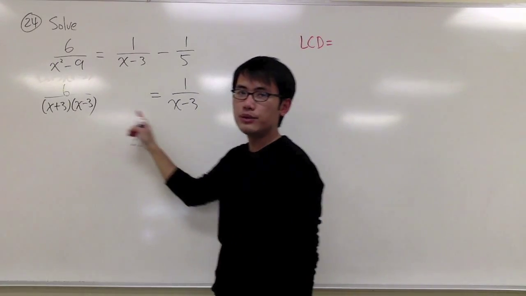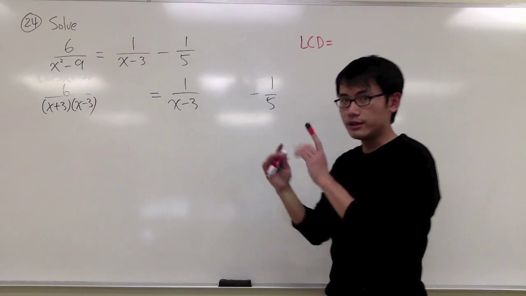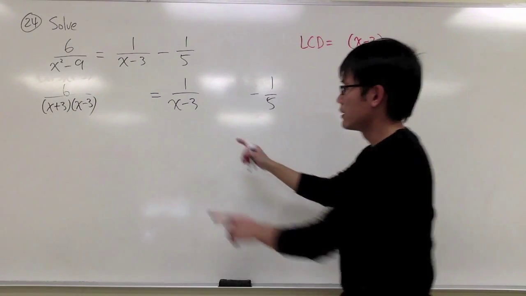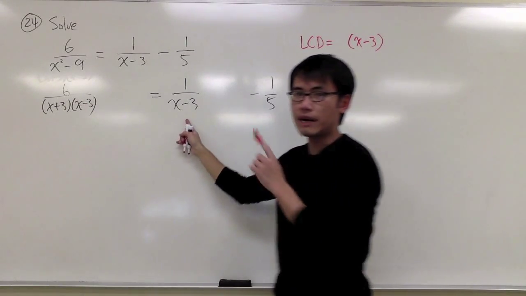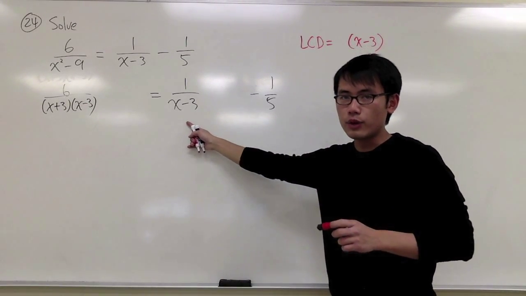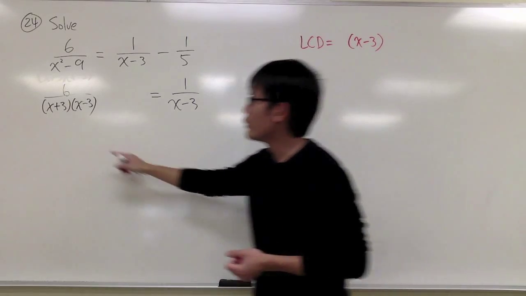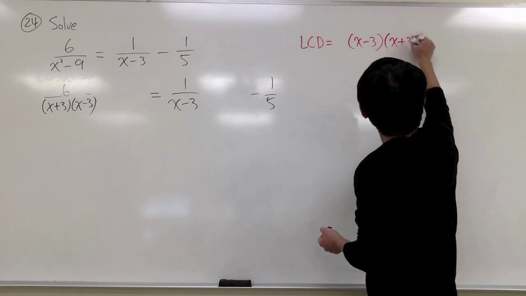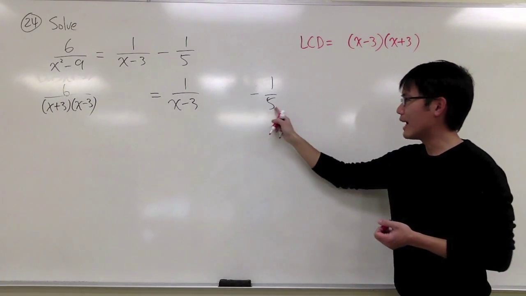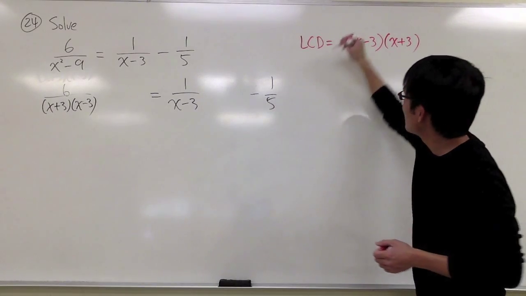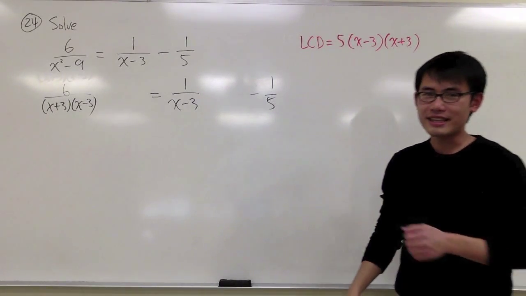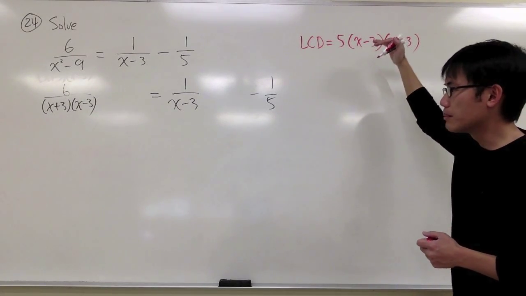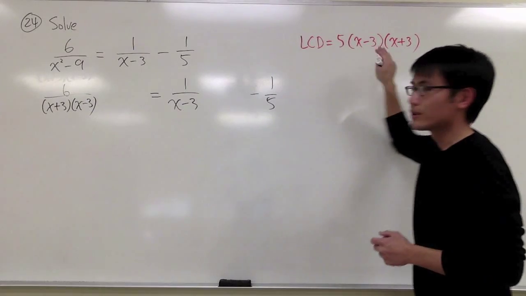Notice that we have x minus 3 and x minus 3 in common. So we just need to put that down once. So I will write down x minus 3 here. Together, I just need to count them once. And now I have to look for the ones that I haven't put down yet, which is the x plus 3. I need to have the x plus 3 here. And I also have to have the 5. Let me put the 5 in front, just like that. So this is my lowest common denominator, and then I'm going to multiply everything with that.